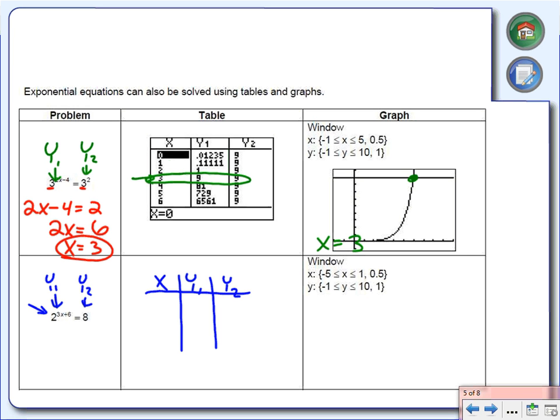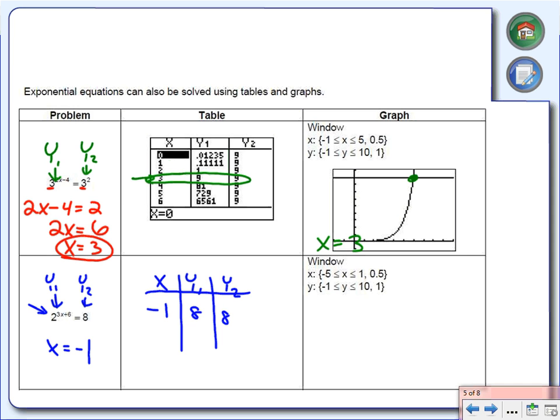Once you got it in your calculator, let's not forget what we're looking for. We're looking in our table for the matching y values. If you can find those matching y values, then you found your solution. Anybody find the matching y values? Well, what are they? 8 and 8 were the matching y values, and what was sitting next to that 8 and 8? -1. So guess what the solution is? The solution is -1.